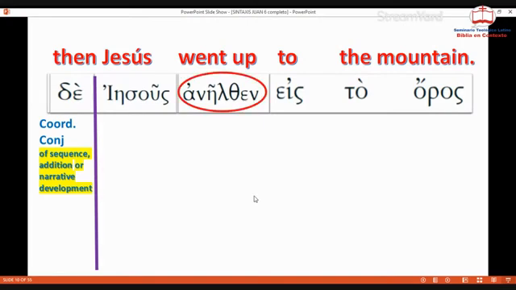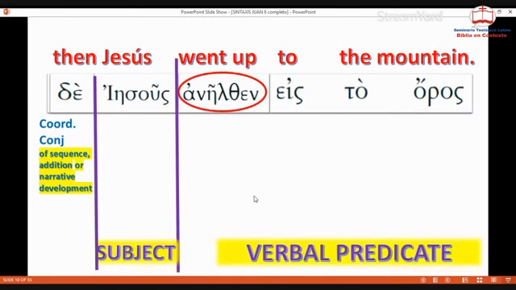That verb allows us to split the sentence into its two parts, subject and verb predicate, and we will find the head of each part. What is the head of the subject and what is the head of the verb predicate? By the way, it is a verb predicate because anilthen is not a linking verb like eimi or kaleo or uparcho or ginomai. Anilthen is a verb of action. Went up is a verb of movement, okay? It's not a stationary or linking verb.